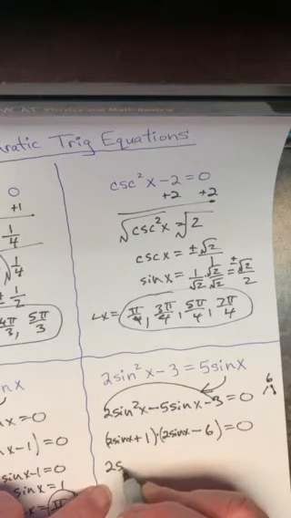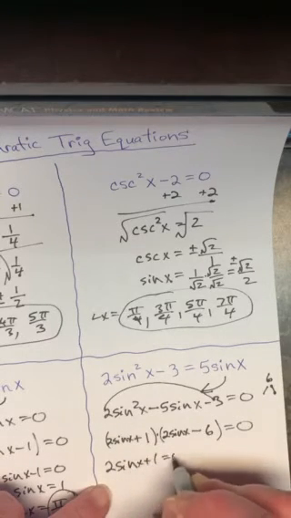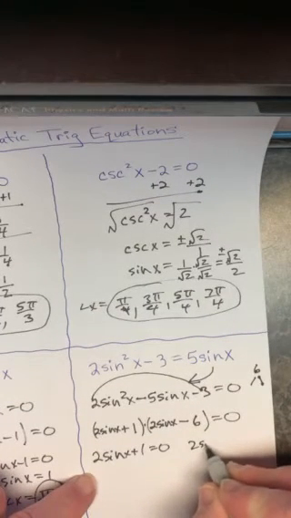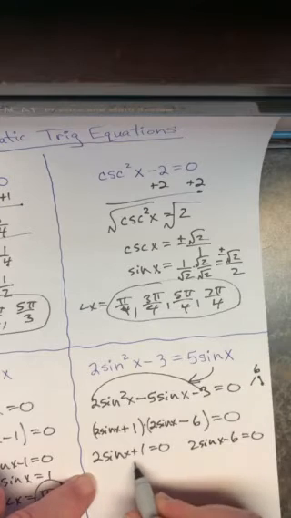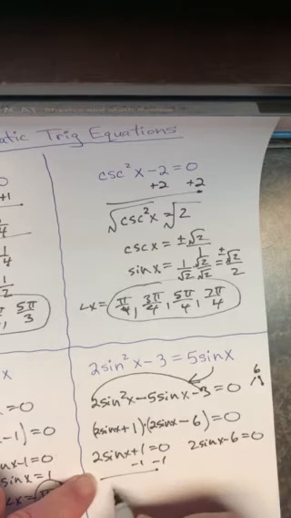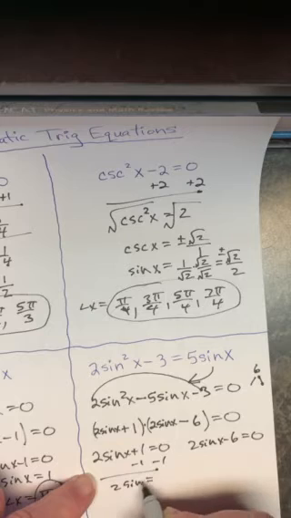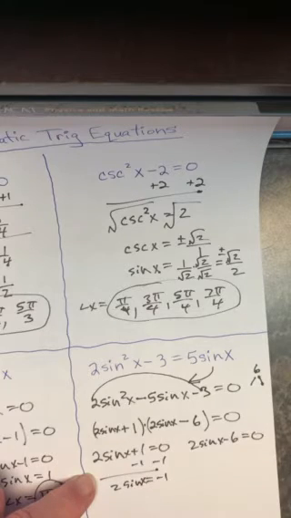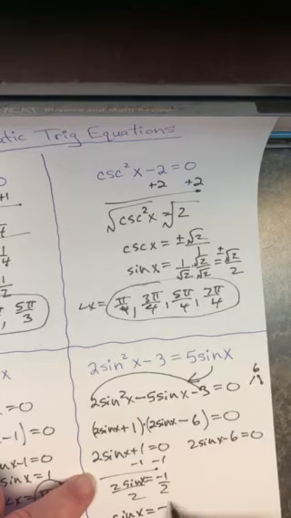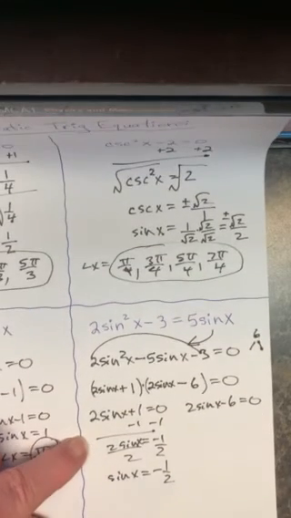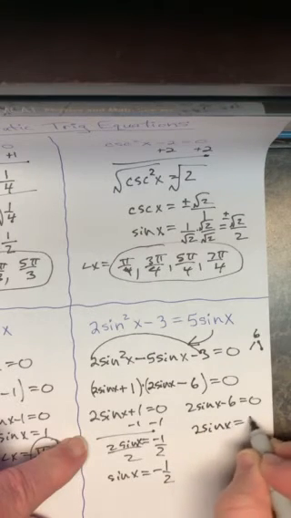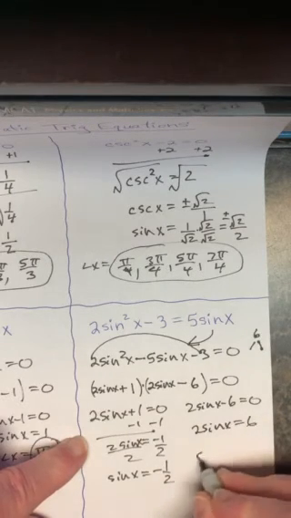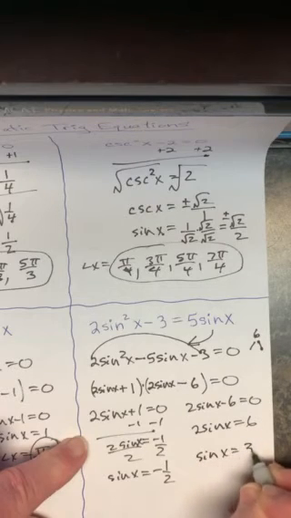So I have 2 sine x plus 1 equals 0, and 2 sine x minus 6 equals 0. Here I'm going to minus the 1. Get 2 sine of x equals negative 1. Divide by 2, and I arrive at sine of x equals negative a half. Here I would add over the 6 and get 2 sine x equals 6. Divide by 2 and get sine of x equals 3.